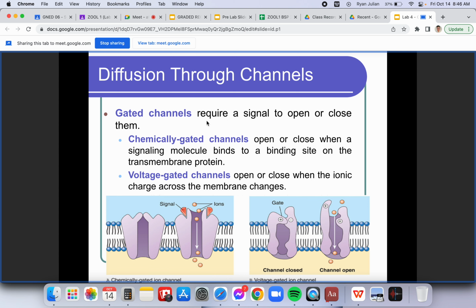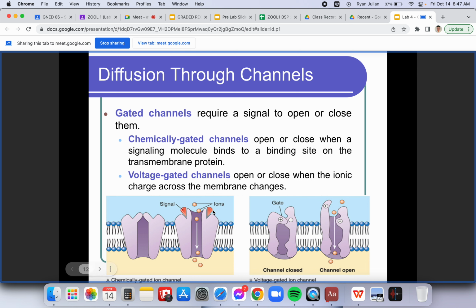Gated channels require a signal to open or close them. They can be categorized into two types. We have the chemically gated channels and voltage gated channels. The former, which is right over here on this image that you are seeing right now, opens or closes when a signaling molecule binds to a binding site on the transmembrane protein. When we say binding, this is the process wherein these channels attract ions for them to be embedded or affixed on the surface of the chemically gated channels.